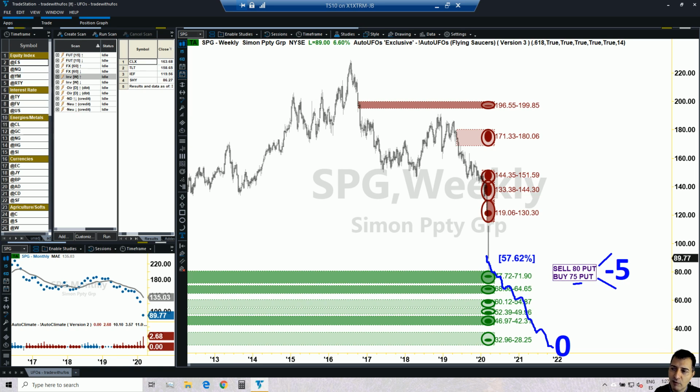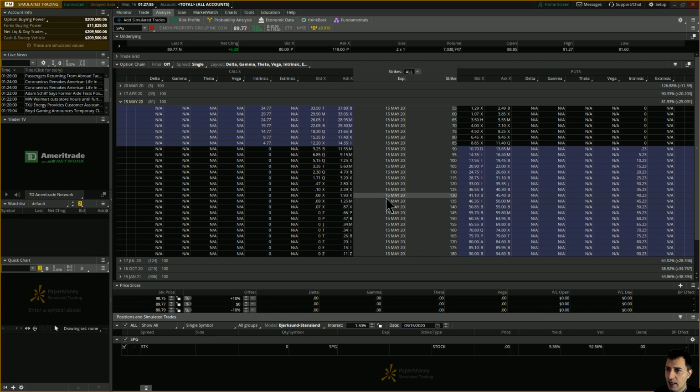Now, for me to have my risk under control, I need to pay to buy the 75. So the net credit I will collect will not be 6.45. I will sell the 80 put for 6.45, and then I will have to pay something in exchange. So my net credit is going to be lesser than that. How much? Well, let's go back to Thinkorswim and put it together.